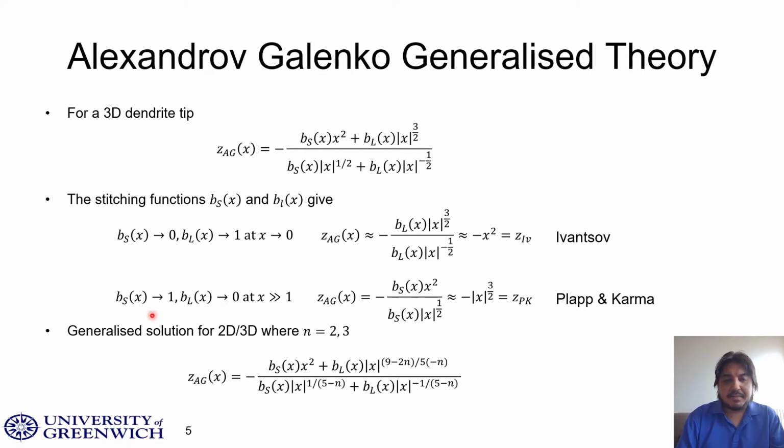And conversely, as bs goes to 1 and bl goes to 0 for x much greater than 1, then the Alexandrov-Galenko theory conforms to the Plapp and Karma solution. And so we can actually combine both the 2D and 3D solutions into a single form given here, where n represents the number of dimensions, so 2 and 3 for 2D and 3D respectively.